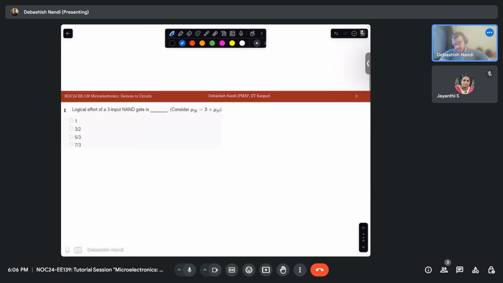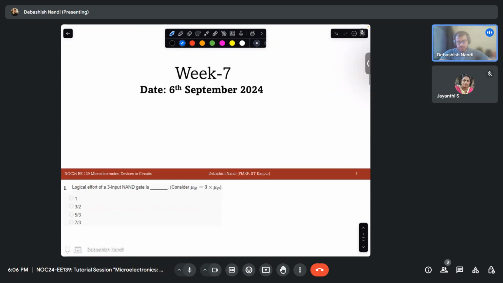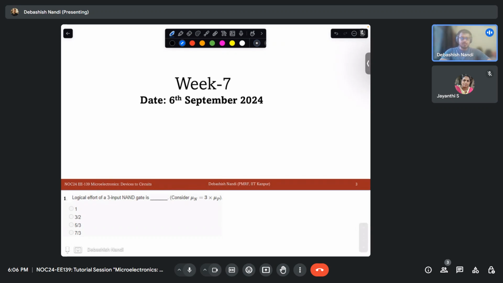So let's begin. The plan for today is to wrap up the CMOS problems. We'll see basic problems on CMOS sizing and how to calculate delays of a chain of gates, and then maybe touch upon a little bit of analog amplifier large signal analysis of MOSFETs.